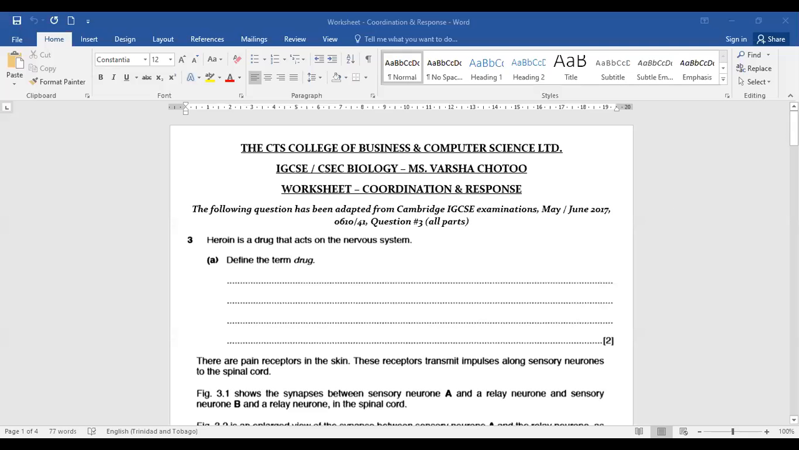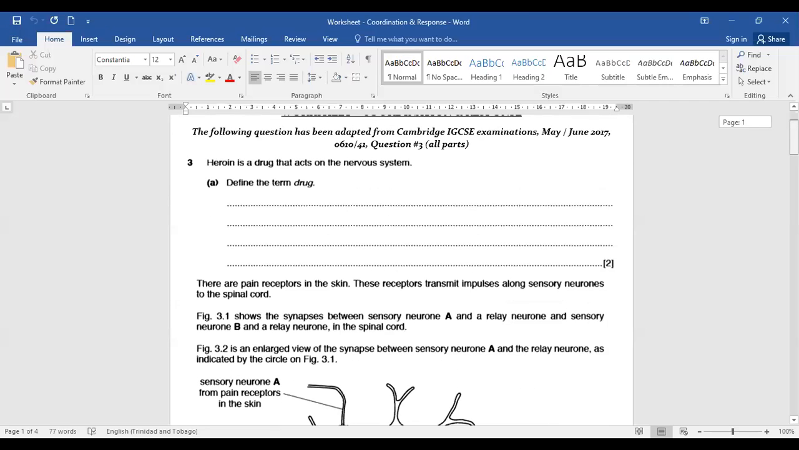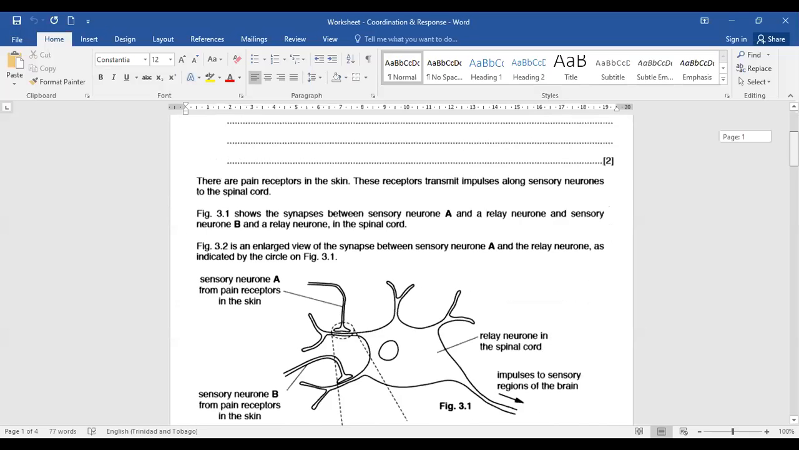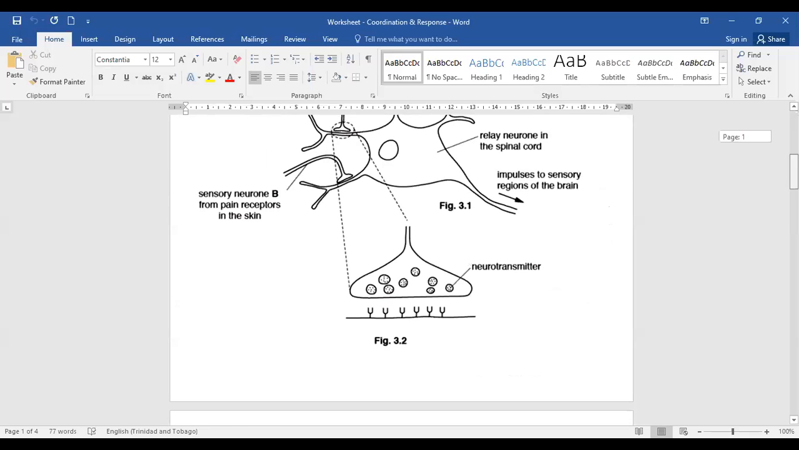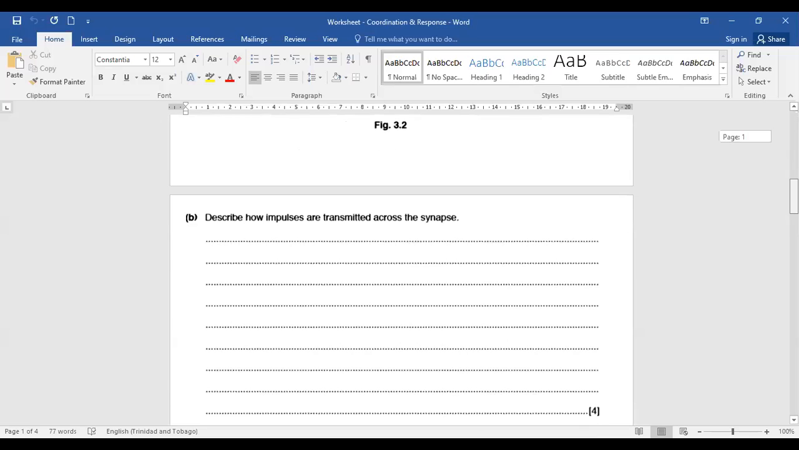Okay, so that's the end of that one. Let's go on now to one or two of the questions from this worksheet. So the term drug and stuff, we wouldn't go there yet. After we have gone through the information on that, we'll come back to that question. But the one that we can do is this one.